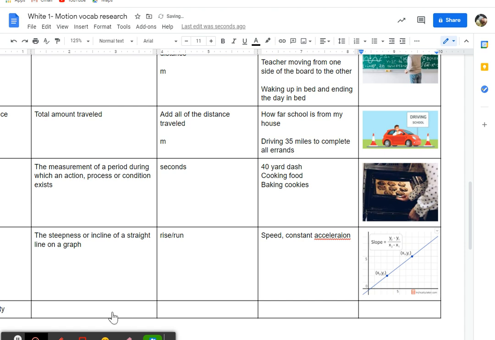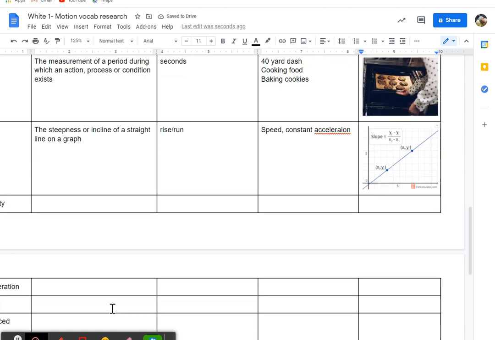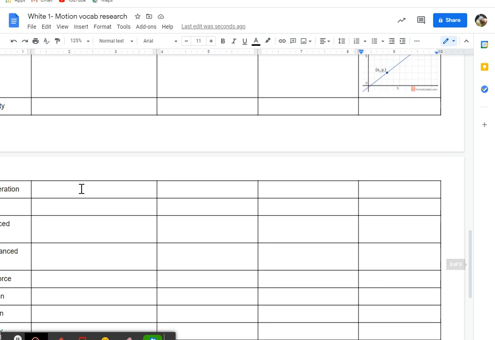All right, so our next one is velocity. Velocity we really kind of talked about already. What would be a definition for velocity? What are the two things involved when we talk about velocity? Speed and direction. Perfect. Speed and direction.